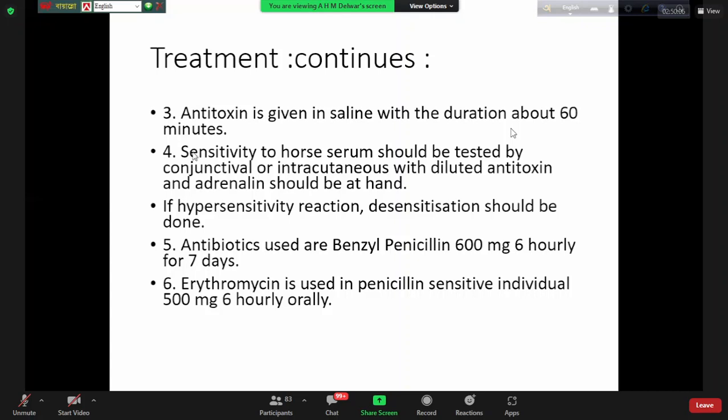And there is bacterial infection. So as antibiotic we use benzyl penicillin 600 milligrams 6 hourly for 7 days. If the patient is penicillin sensitive, we use erythromycin 500 milligrams 6 hourly orally.